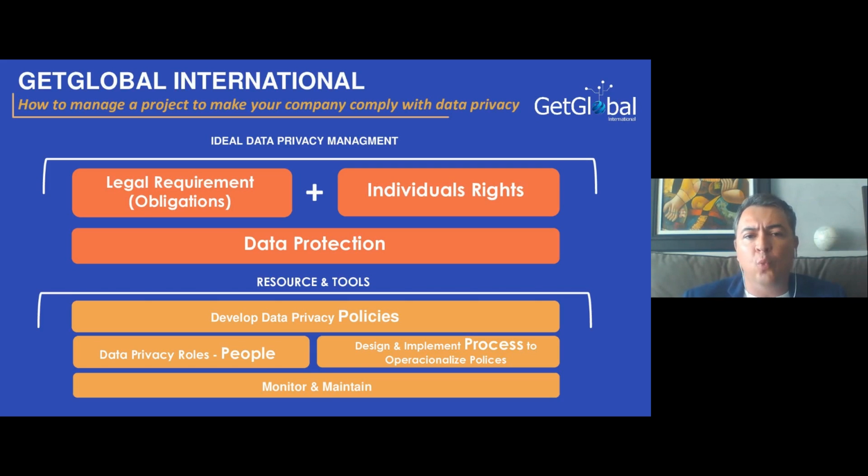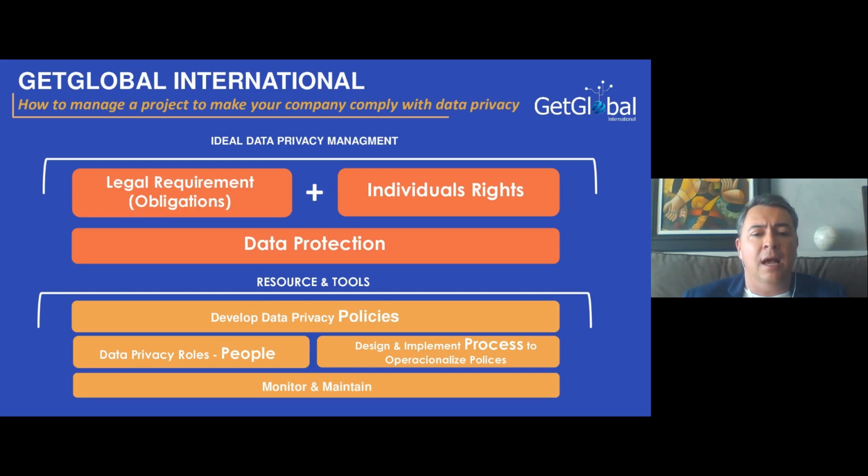Are we going to work with some data privacy professionals in different areas of the company? Would that be good? Or would we just concentrate all data privacy matters under the DPO? Those are things that we need to decide, and we need to stipulate in this data privacy policy.